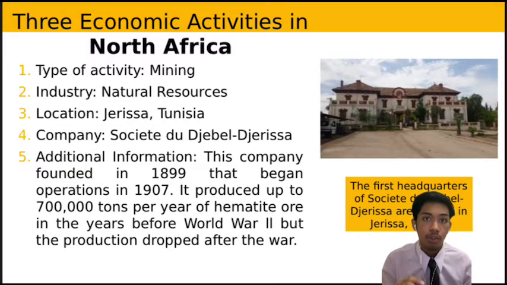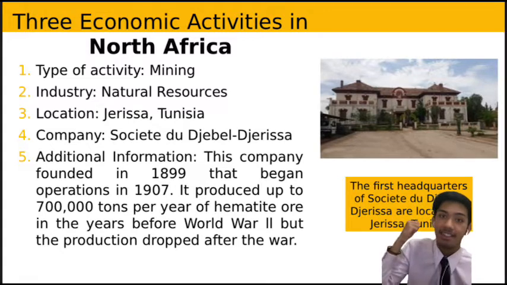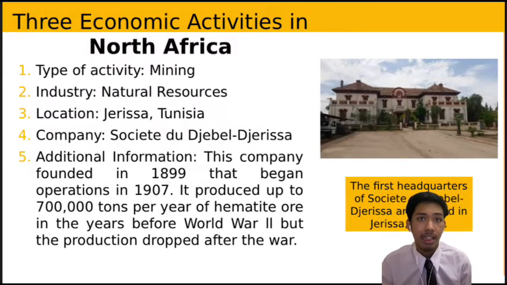Société du Jebel Dervissa, whose first headquarters can be seen in this line. The company was founded in 1899 and began its operation in 1907. The company produced up to 700,000 tons per year of iron ore in the years before World War II. But the production dropped after the war ended.